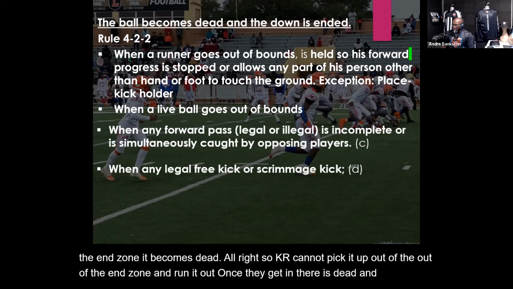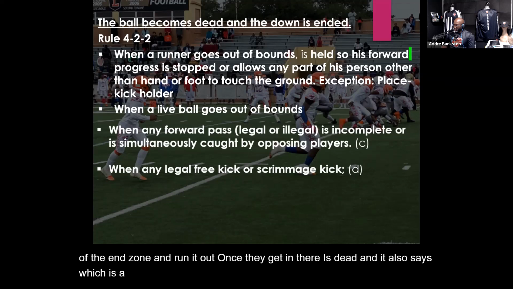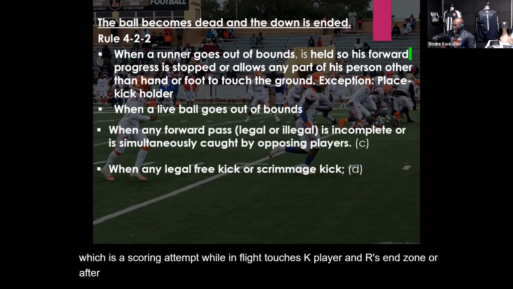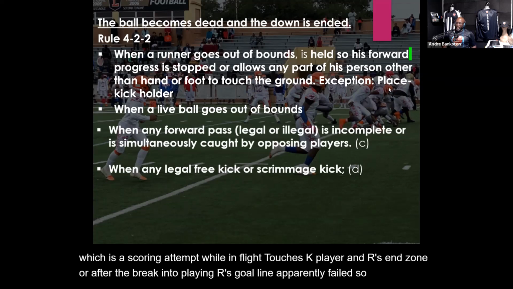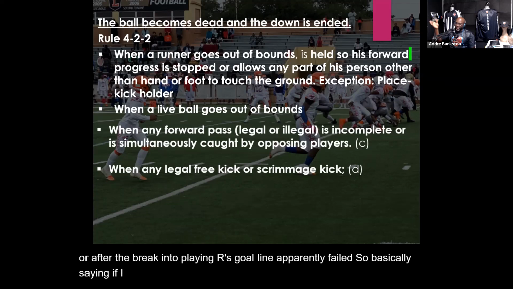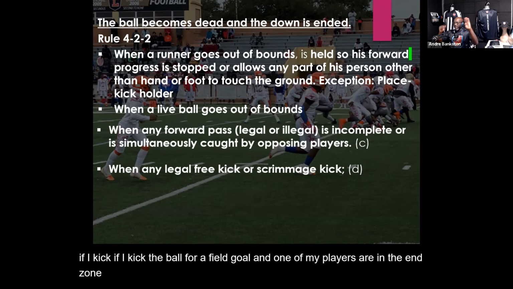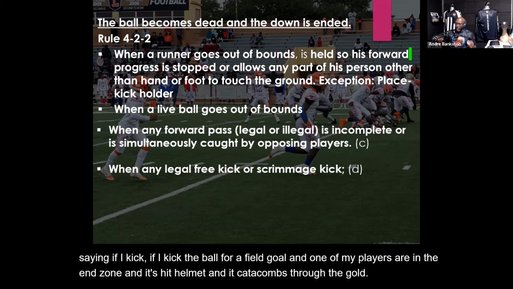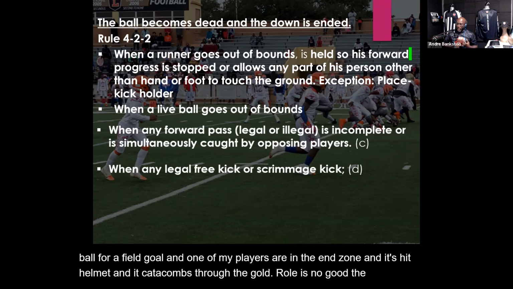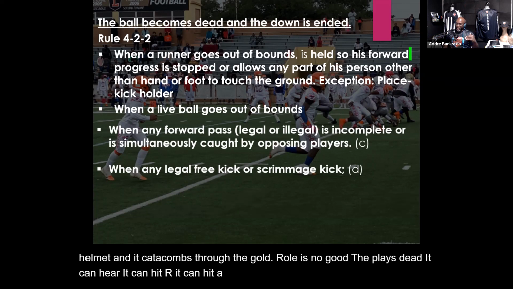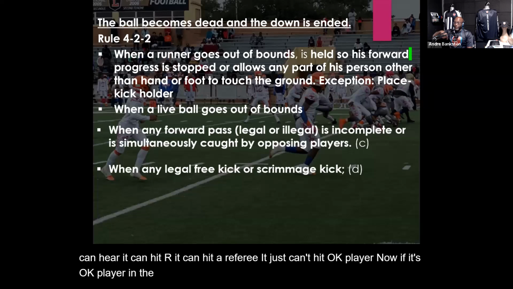And it also says, which is a scoring attempt while in flight, touches a K player in R's end zone, or after breaking the plane of R's goal line, apparently failed. So basically, if I kick the ball for a field goal, and one of my players is in the end zone and it hits a helmet, and it goes through the goal, it's no good. The play's dead. It can hit R. It can hit a referee. It just can't hit a K player. Now, if it hits a K player in the field of play, it's legal. It just can't hit K in the end zone.